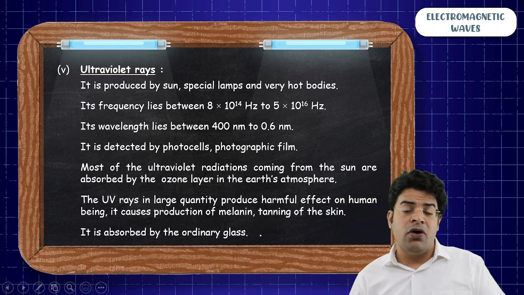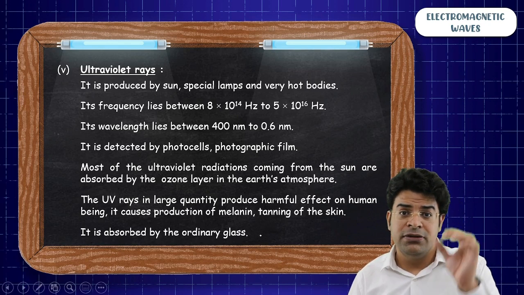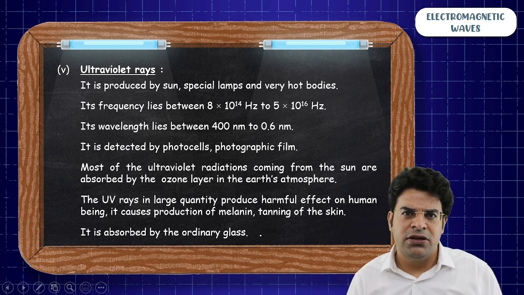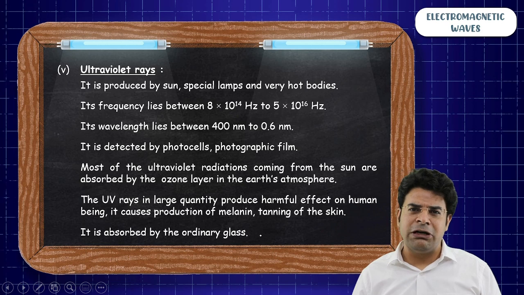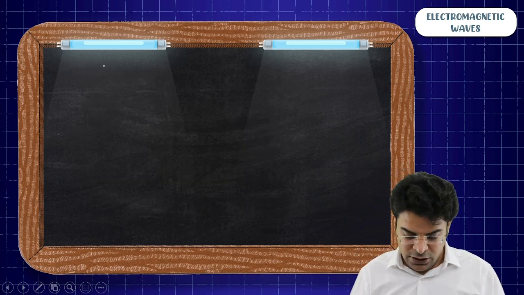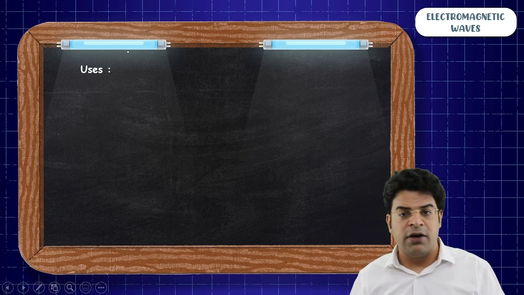So even an ordinary glass, the glass I am wearing, has the capacity to absorb the ultraviolet radiation. So sir, why do they sell UV cut glasses? Because they absorb it more. Next. So now the uses of ultraviolet radiation.